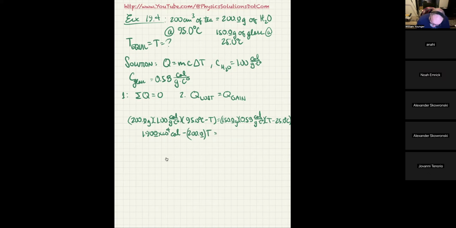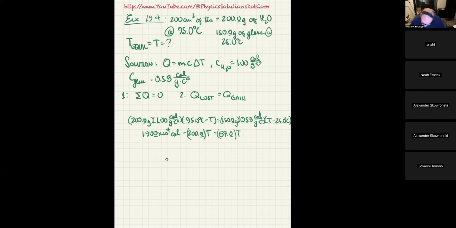Now I'm going to do the same thing over on the right hand side. I'm doing 150 times 0.58. I'm only supposed to have two sig figs on this side, so that's times 0.58. That gives me 87.0, and in this case the units of the number 87 would be calories per Celsius degree times T, just like the 200. So I'm going to put the T there.